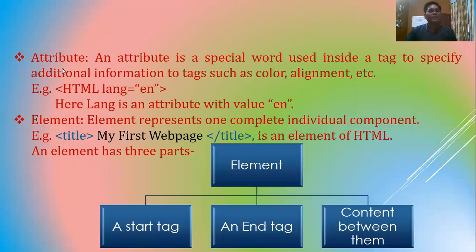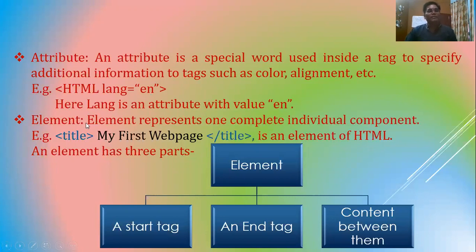Next, what is an attribute? An attribute is a special word used inside a tag to specify additional information to tags, such as color, alignment, etc. Color and alignment are attributes of the text. For example, html lang equal to en. Now you will see here that lang is an attribute with value en: html is a tag, lang is an attribute, and en is a value.